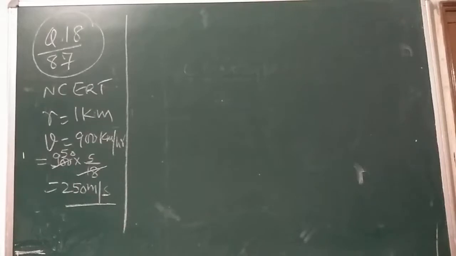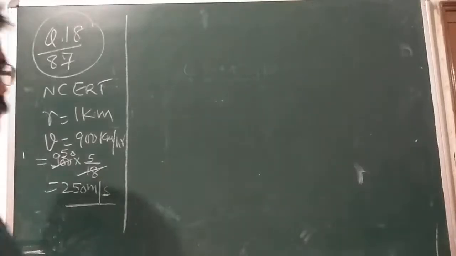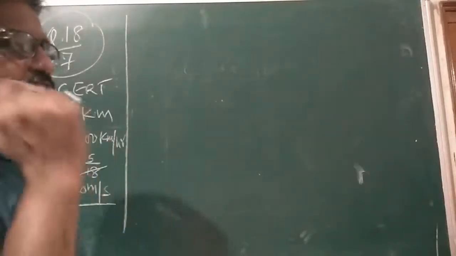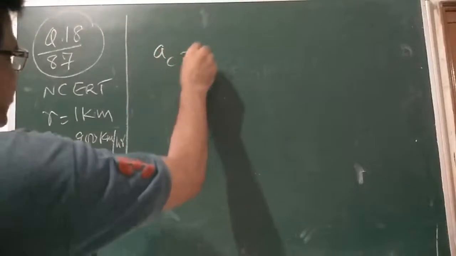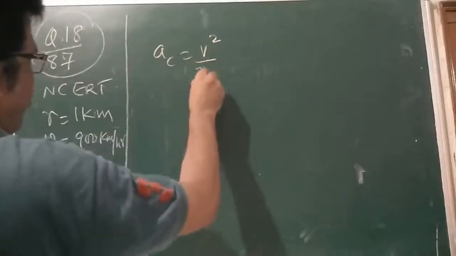Compare its centripetal acceleration with the acceleration due to gravity. This is our question. So dear children, it's very simple. For centripetal acceleration, our formula is a c is equal to V square by R.